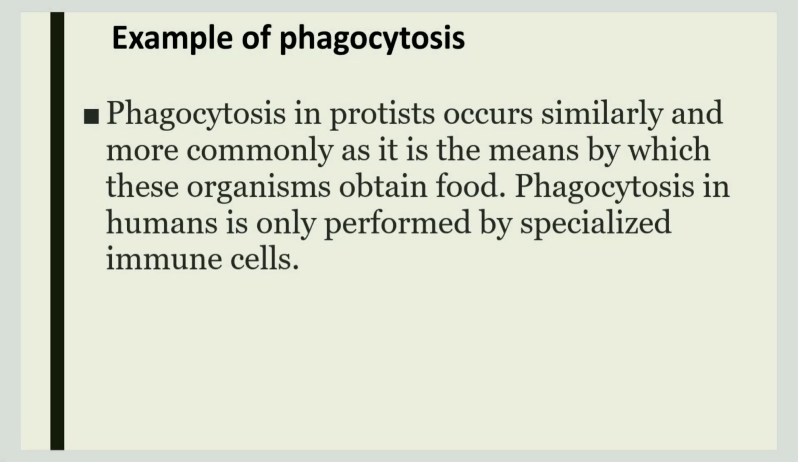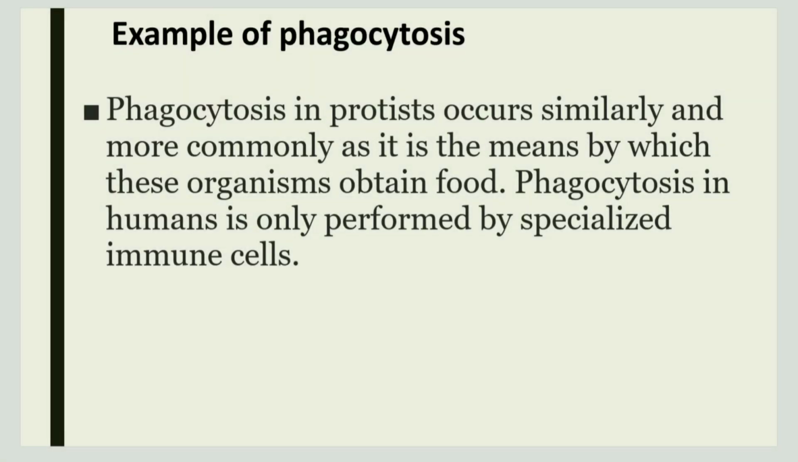Now, let us discuss the examples of phagocytosis. As we discussed earlier, phagocytosis is performed by many protists, for example, amoeba. It is through this process that amoeba takes in its food. So, amoeba takes in its food by a process called phagocytosis. Phagocytosis is also seen in humans. It is seen in specialized cells like immune cells.